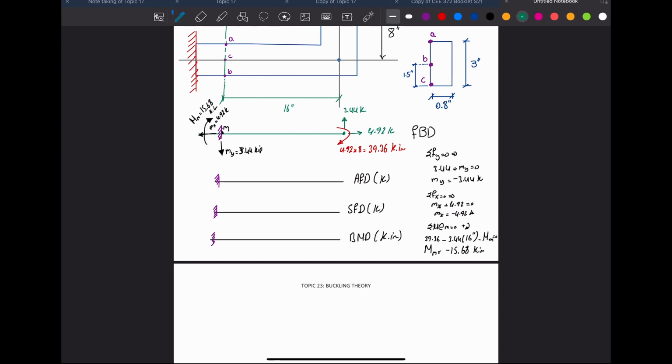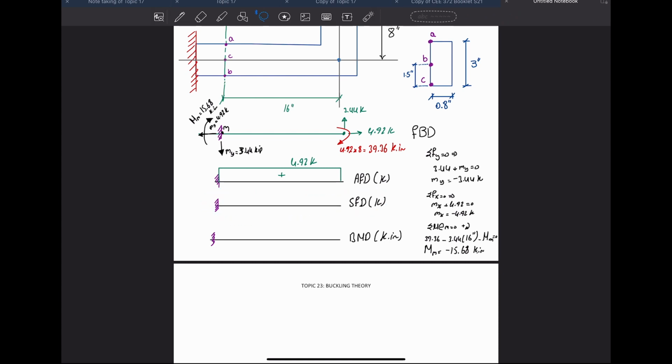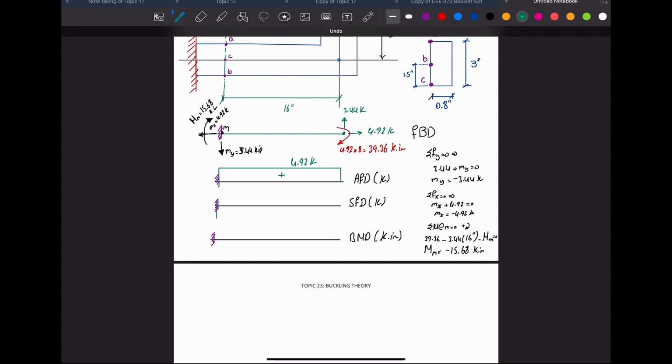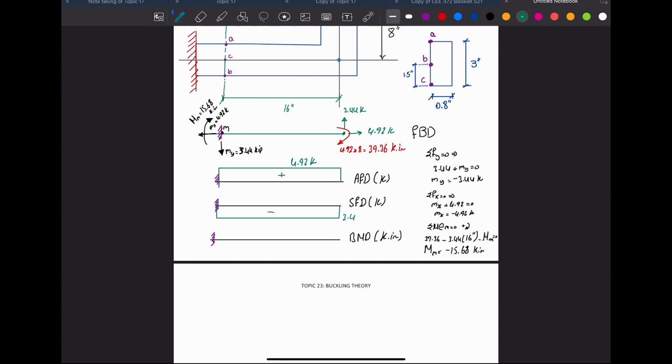So the AFD: I will put my hand here, my hand is going to feel this tension, which is 4.92 in tension. So I'm going to go up, and it's going to continue constant because there is nothing that's going to affect it. Plus 4.92 kip. Okay, shear force diagram. I'm going to start from left to right, and I'm starting with 3.44 down. So 3.44 will start down, and it's going to continue constant because there is no shear in between. Minus 3.44 kip.